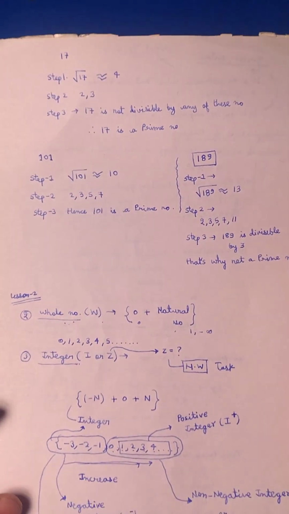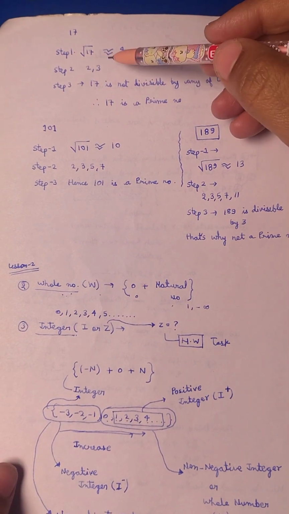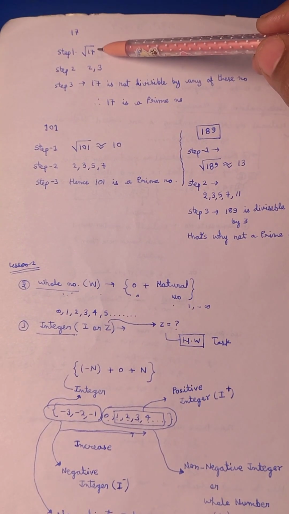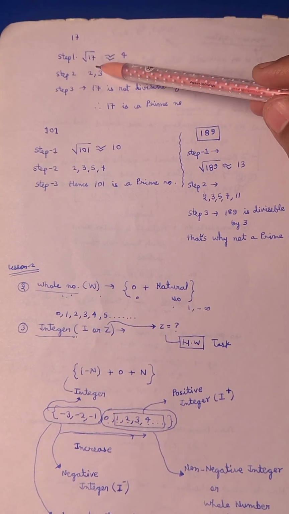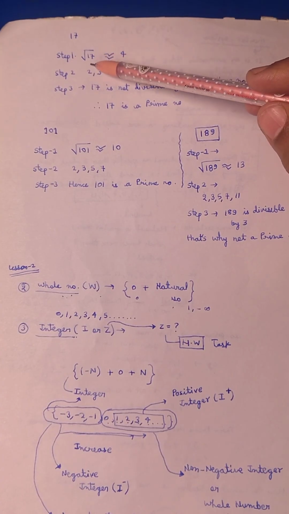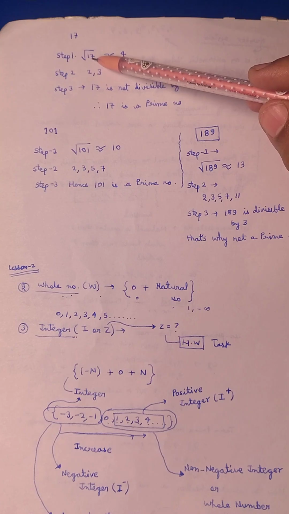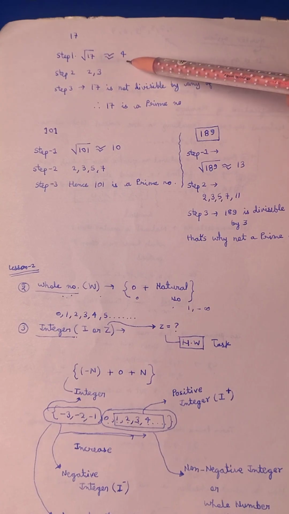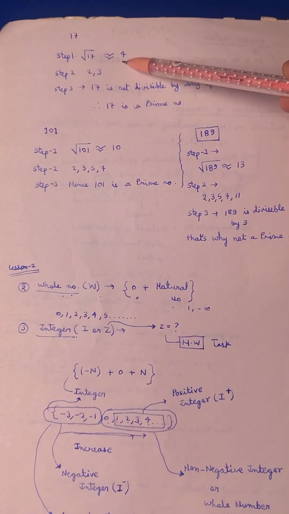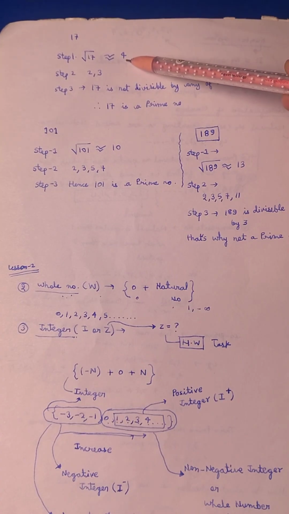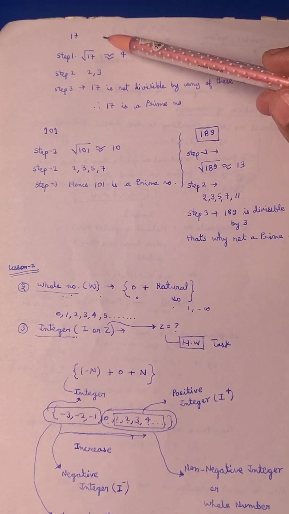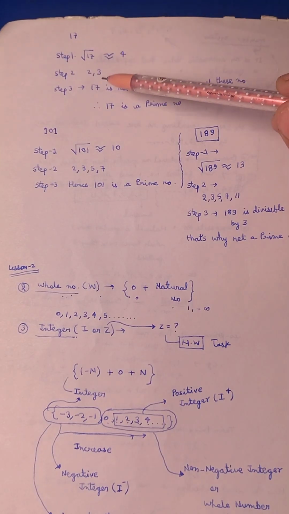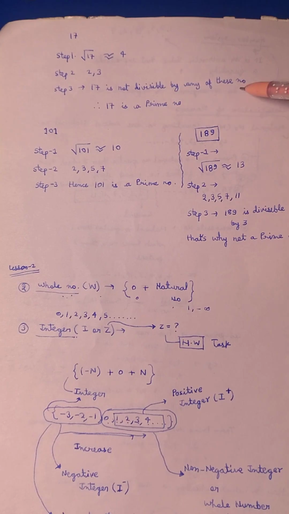Now take a second example, take a second number as 17. We know that the nearest perfect square near root 17 is root 16, that is equal to 4. And the numbers lesser than 4, like 2, 3, are not able to divide 17. So 17 is not divisible by any of these numbers. So 17 is a prime.